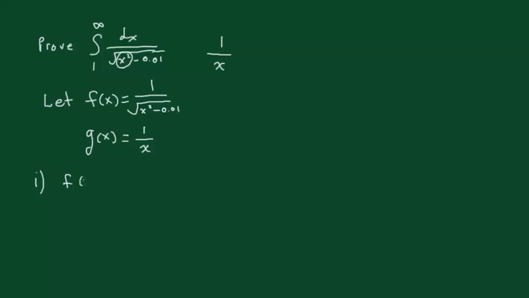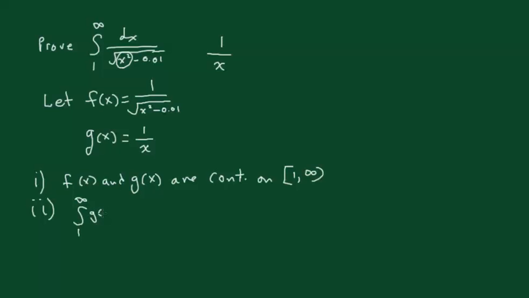We're going to say that f of x and g of x are continuous on, we're going to pick 1 because that's what the integral says, 1 to infinity, open like that, step 1. Step 2, from our dialog box, we want to say that the integral from 1 to infinity of g of x dx equals the integral from 1 to infinity of 1 over x dx, and we know that this diverges, or at least you should know that this diverges. Now, why is that? It diverges because this is a p integral where p is equal to 1.